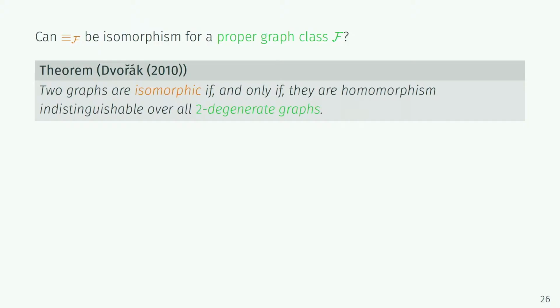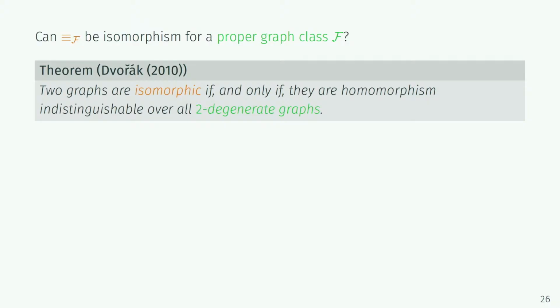Proper means it doesn't contain all graphs. So the answer is yes. Yes, the answer to the question is yes. Two-degenerate graphs are a witness for the answer being yes. So this is somehow a counter-example, or a bad example. We have seen two good examples on the previous slide.